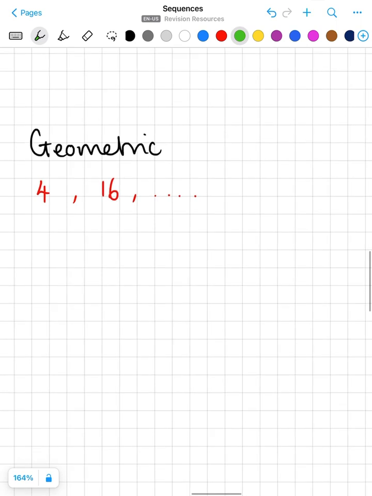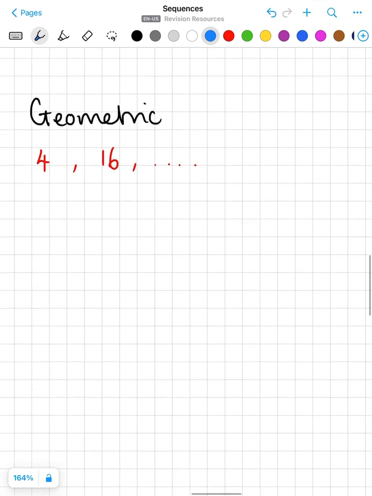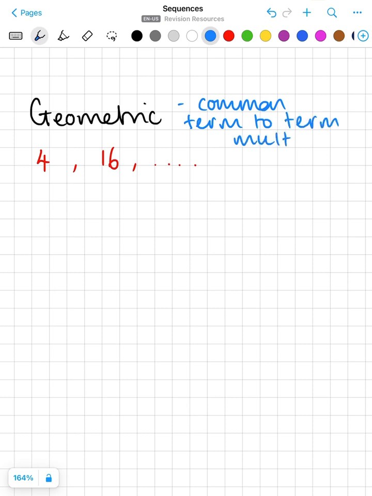A geometric sequence. Again, not expected to know how to find the nth term of a geometric sequence. It's knowing that a geometric sequence is that there is a common term-to-term multiplier. We can see in this sequence our multiplier: we have multiplied by 4. So our next term in that sequence we will be doing 16 multiplied by 4, which is 64.